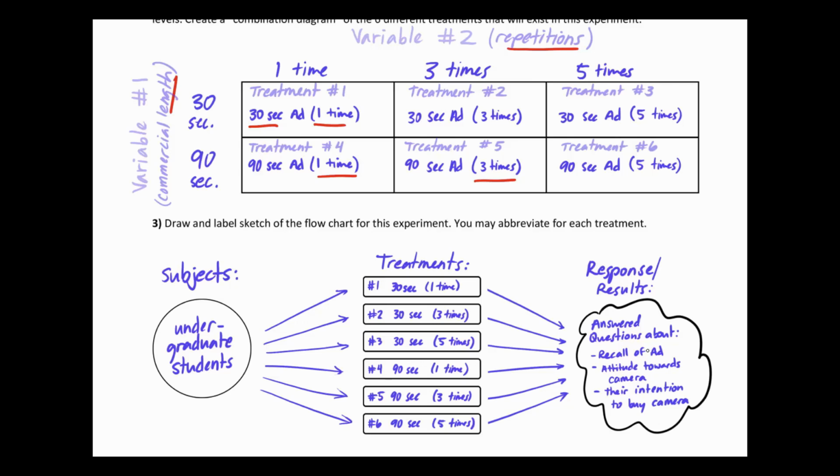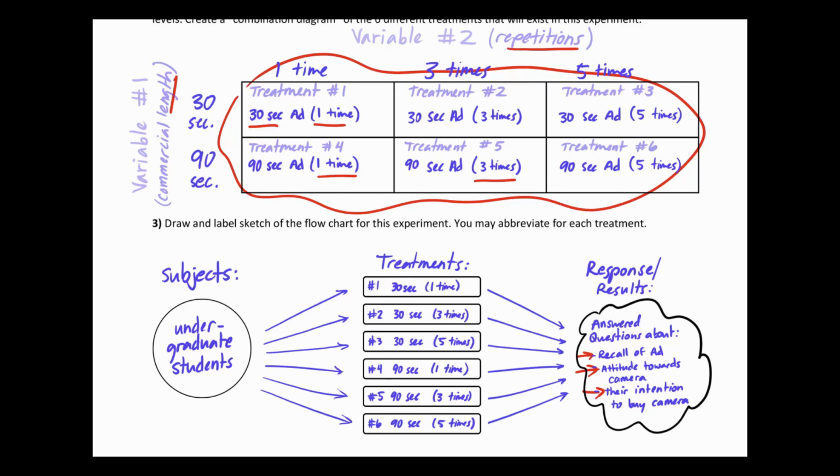They're going to answer some questions about their ad recall, like do they remember the ad? If you're in this group, you really remember the ad because you've seen it a lot, and it was really annoying, I'm sure. What was your attitude? Maybe some people were actually interested. Maybe others were not. And then their intention to maybe buy the camera after all of this. So combination diagrams give us this second layer, a way to compare multiple things at the same time. And you have to be very careful about how you organize it, so that way you can say with certainty what is really causing this response.